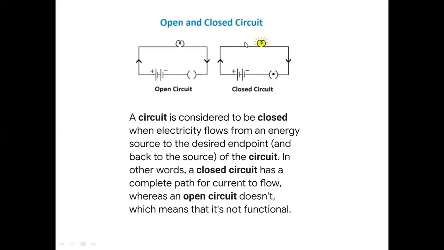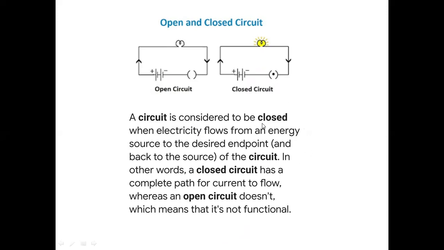Open and closed circuit. So here the first circuit is an open circuit. The switch, the key, is not inserted. Current is not flowing. Bulb is not lighting up. Okay, the second circuit is showing what? The current is flowing and the bulb is lighting up.